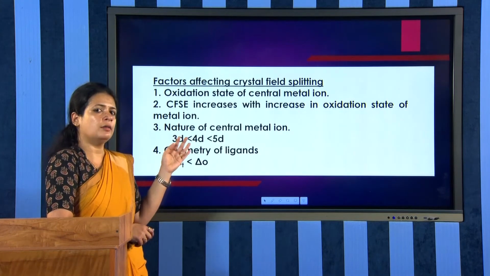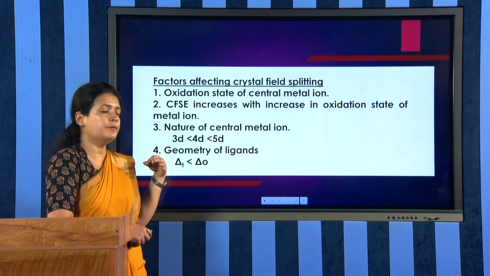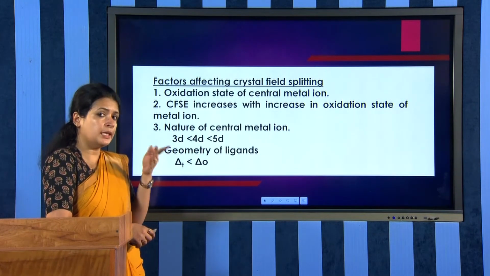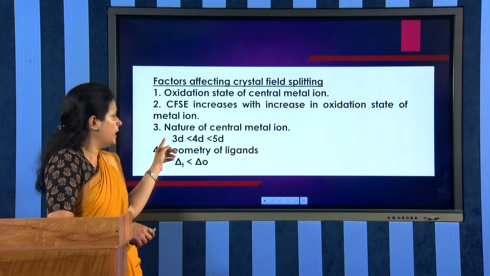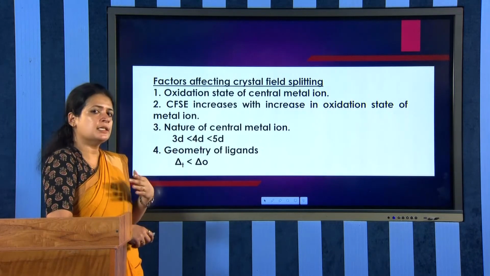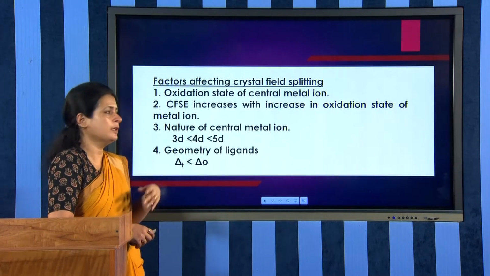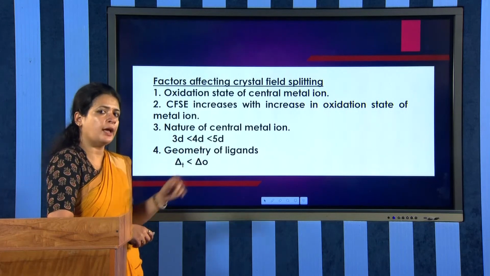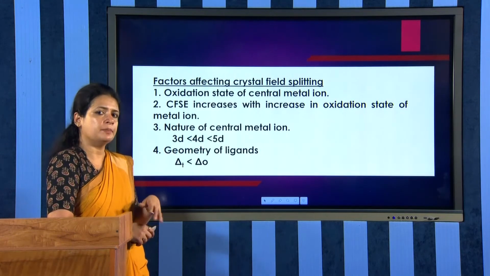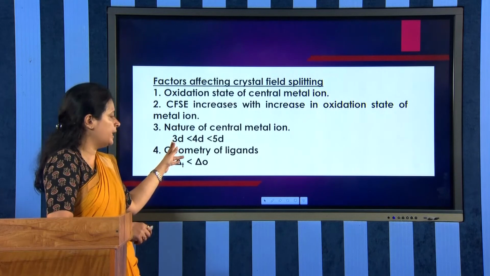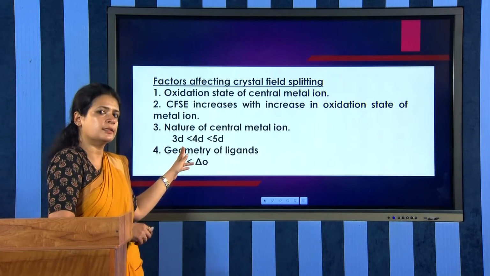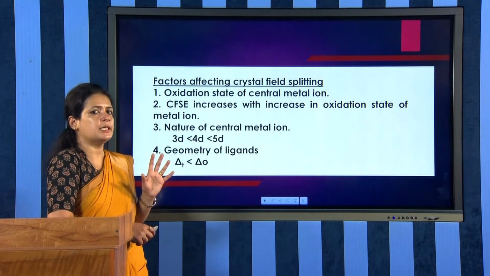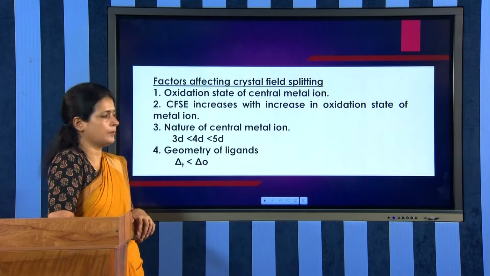When we are investigating the CFSE of these three series, 3d, 4d and 5d, it was seen that the 5d series shows a greater crystal field splitting when compared to 4d, and when we compare 3d and 4d, 4d has a greater crystal field splitting. So, it can be concluded that 3d has very much less crystal field splitting, followed by 4d, then 5d. That is, the 5d series has a greater CFSE.